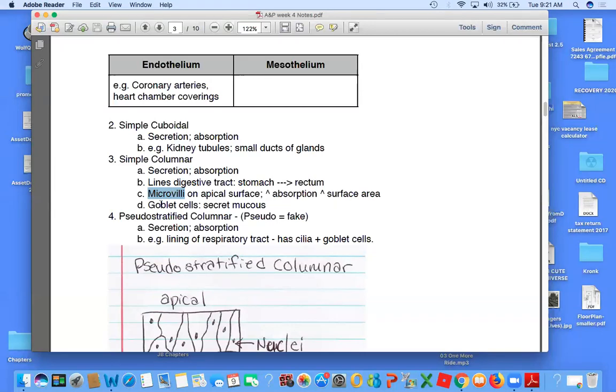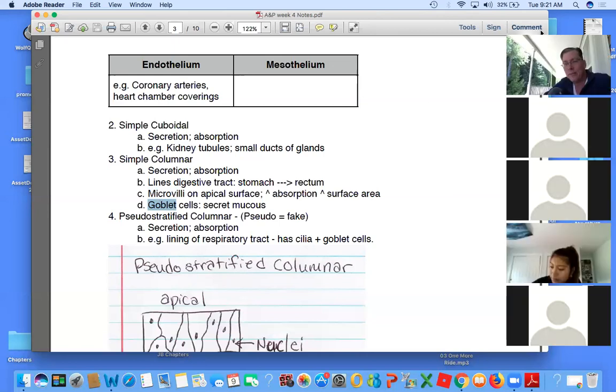A goblet cell is an example of a simple columnar cell that gives you your mucus. I'm trying to be a little silly here. Sends out some mucus. That's your mucus cell. So next time you cough and have mucus come out, just say, "Oh, it's my goblet cell."